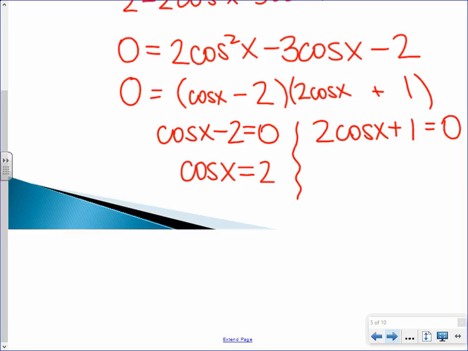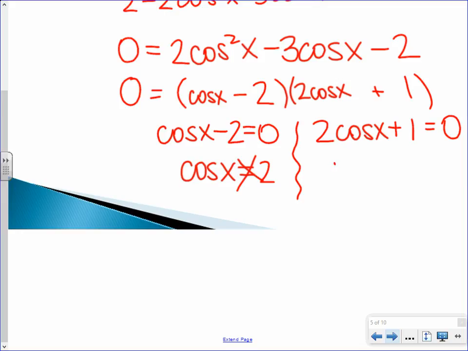Yes, good. Yes, the range for sine and cosine is -1 to +1. 2 is outside of that range. We don't get a solution there. Algebraically, we get that the cosine of x equals 2, but trigonometrically, that doesn't make sense. Okay? So, hey, that's nice, right? That's like less work we have to do.